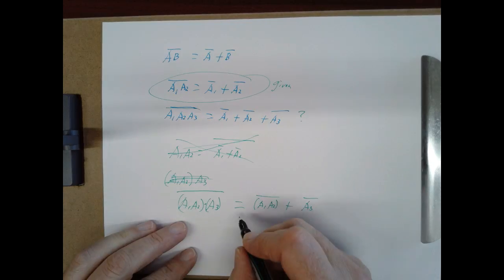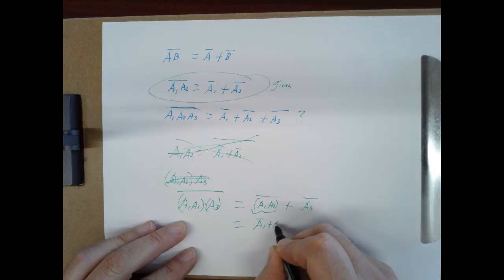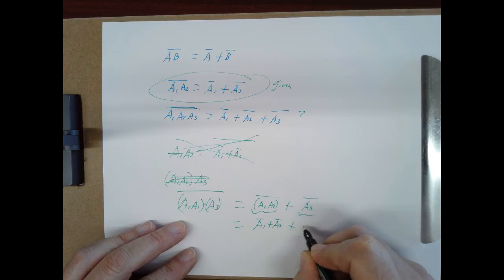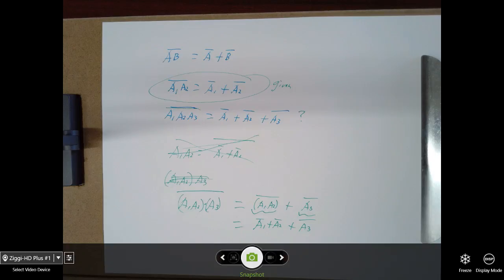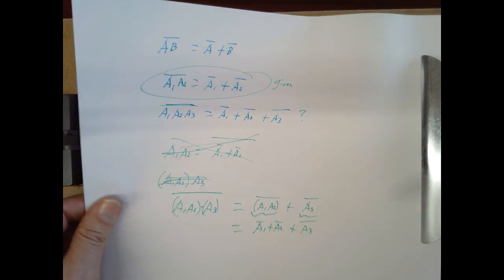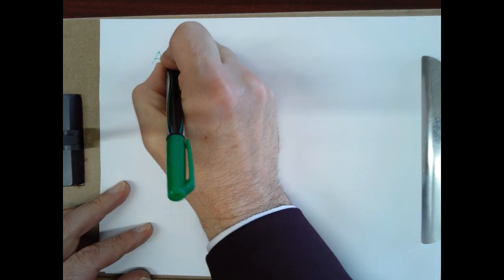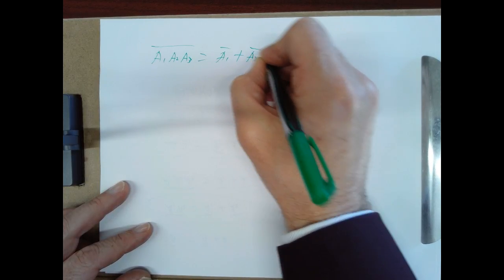But now I can use De Morgan's theorem again on this and say that this is equal to A1 bar or A2 bar and leave A3 bar as is. And suddenly we've got De Morgan's theorem on 3 variables. And we just keep doing this for n variables. So we now know A1, A2, A3 bar equals A1 bar or A2 bar or A3 bar.